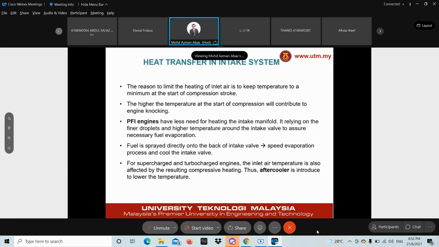For supercharged and turbocharged engines, the inlet air temperature is also affected by the resulting compressive heating. Thus, an aftercooler is introduced to lower the temperature. That is why on turbocharged or supercharged, forced induction engines, we have intercoolers, or what we used to call aftercoolers. Intercoolers are actually necessary for forced induction engines because they want to bring the temperature down.